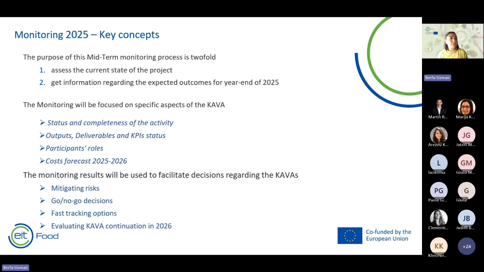The monitoring will be focused on specific aspects of the CAWA. We will see them in detail in the coming slides. You need to explain the general status, completeness of the activities, outputs, deliverables, KPIs, how they are going, whether they are completed, and what the ratio is, participants' roles, whether there are plans to change any consortium member, and whether there are any red flags that you need to raise with us or your project monitors. Most important, we may say, is the cost forecast for 25 and 26.